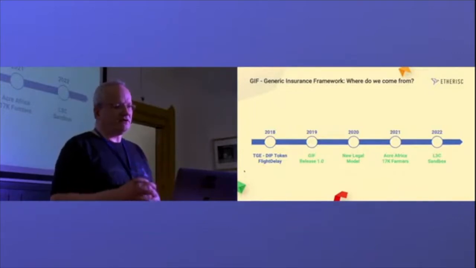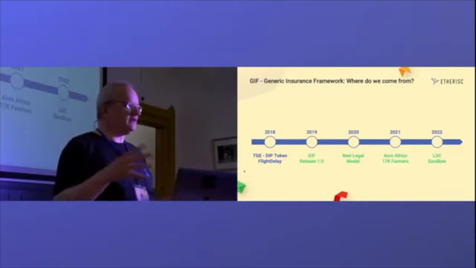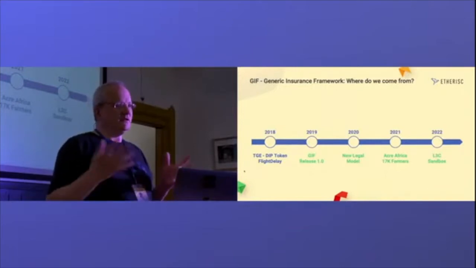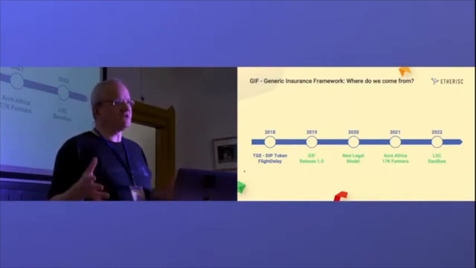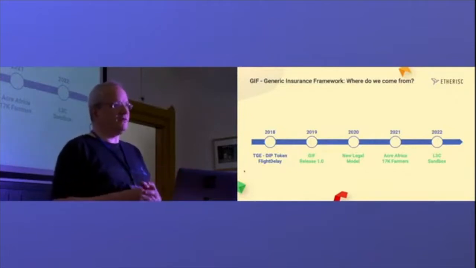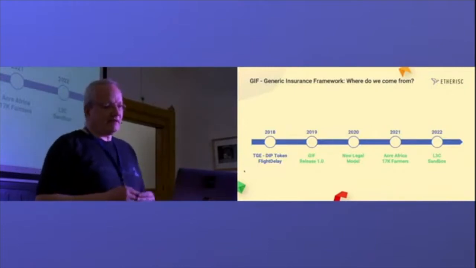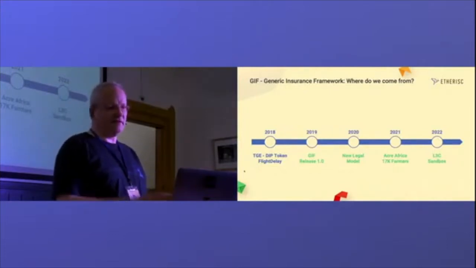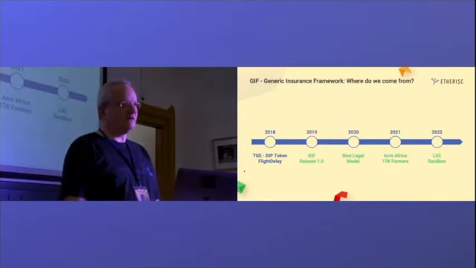On this GIF, we also created a new legal model, which is specific for Germany but also has some implications for other countries, which allows us to operate insurance-like products with a much reduced level of regulation, basically, and which has been approved by the German regulator. Then, in consequence, we launched our first products based on the GIF in Africa, ACRE Africa, with 17K farmers last year, and the next seasons are currently in production.